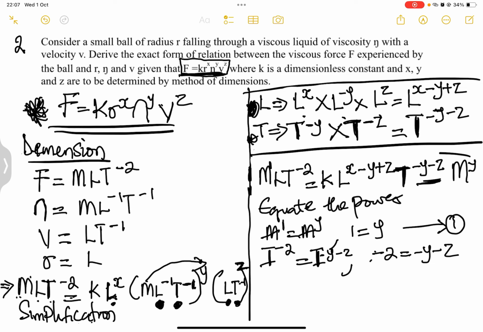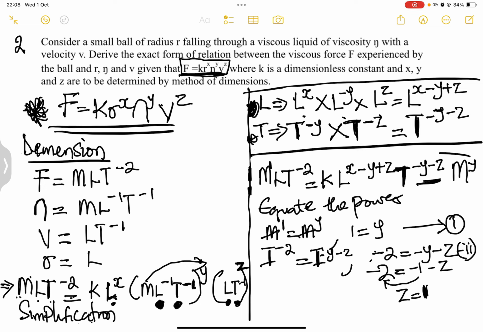At this point, we're going to substitute y from equation 1 into this equation. If we substitute the value of y into equation 2, we have minus 2 is equal to minus 1 minus z, so that when you take the 1 to the other side, it's going to be plus. At the end of the day, you just have z to be 1. Don't need to complicate things, right?